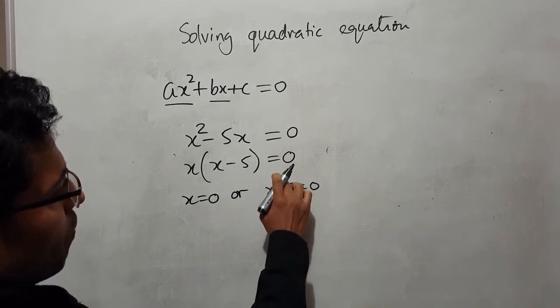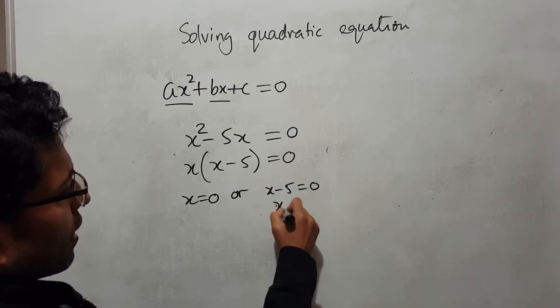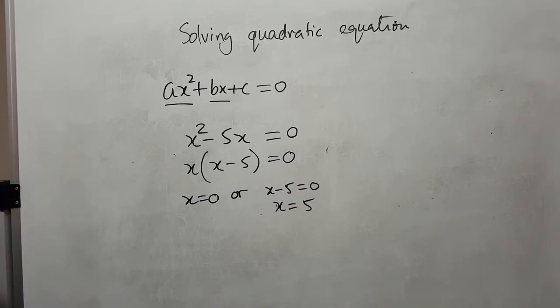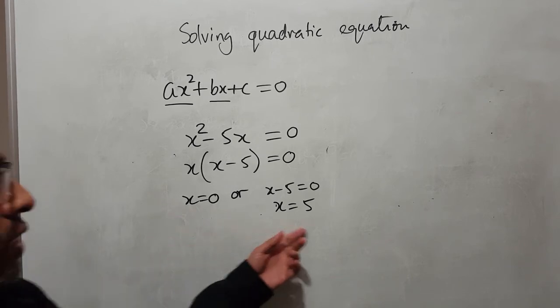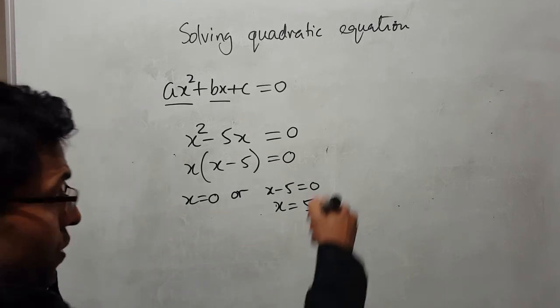So x equal to 0 is one solution. Then if you move that minus 5 to the other side, it will be x equal to plus 5. So this is the solution. So either x equal to 0 or x equal to 5. These are the two solutions.